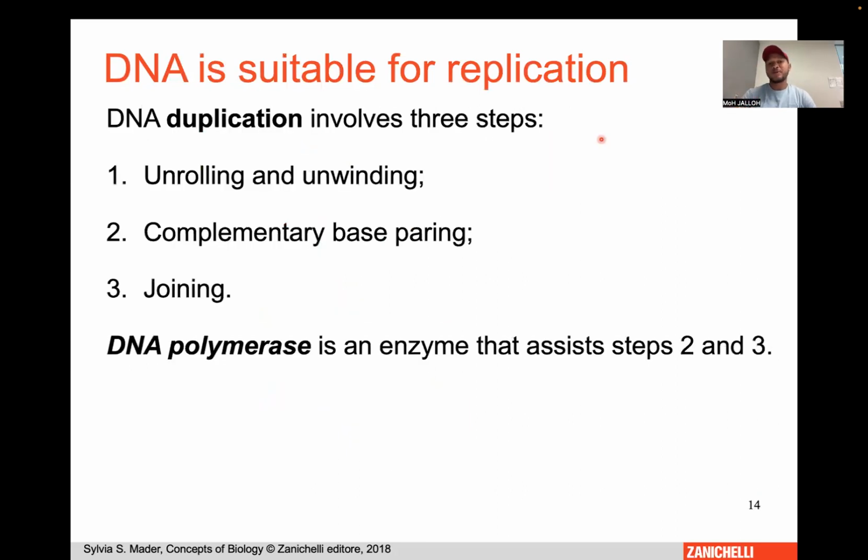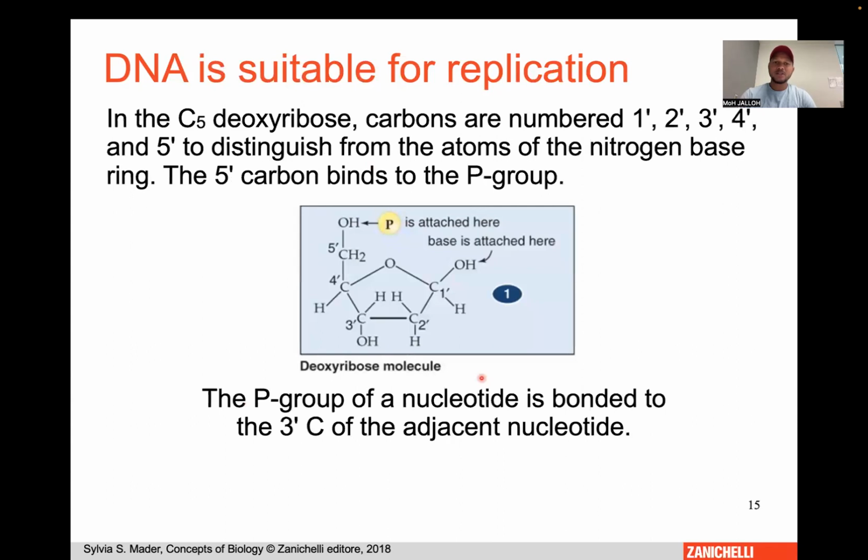And DNA is suitable for replication by three processes, right? Unrolling and winding, complementary base pairing, and joining. DNA polymerase is the enzyme that assists in steps 2 and 3. This is the same thing about the DNA replication process.